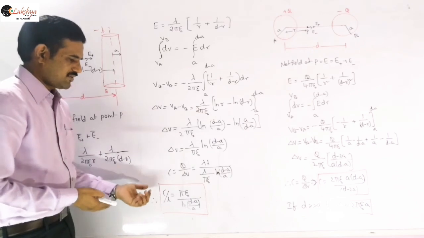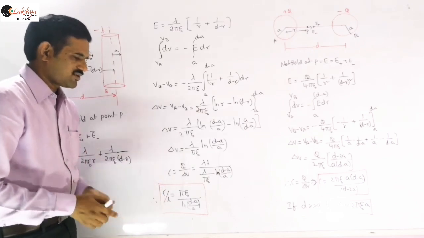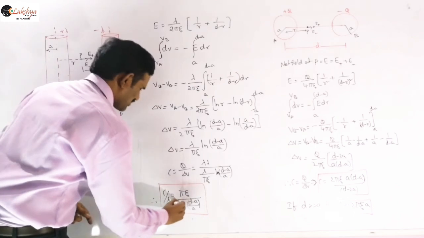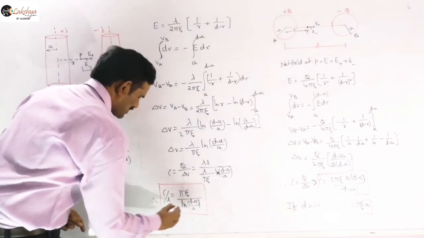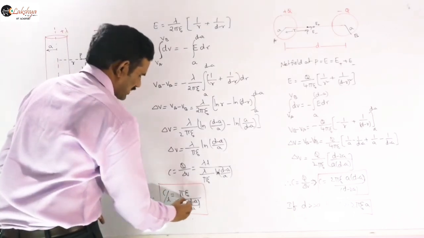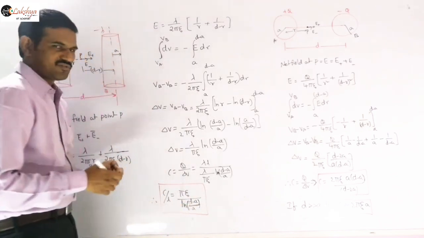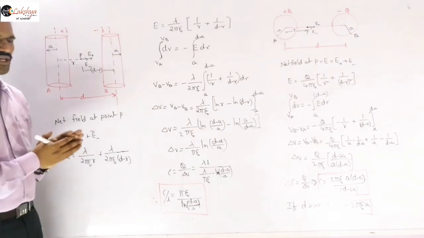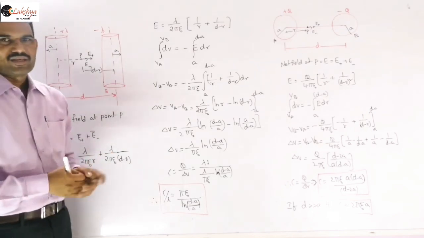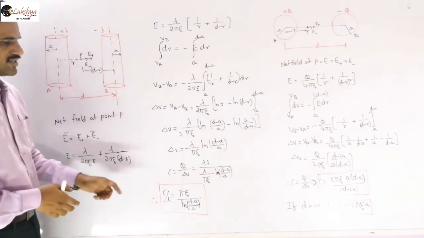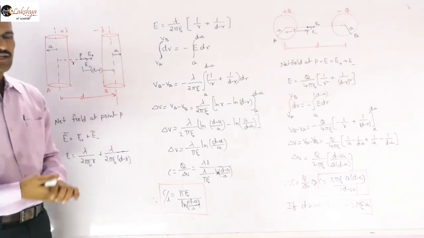And as I said previously, we express the capacitance per unit length for cylindrical capacitors as pi epsilon naught by ln of (d minus a) by a, where d is the distance between the axes of the two cylindrical wires, and a is the radius of each wire. So that is the capacitance per unit length of the cylindrical wires.